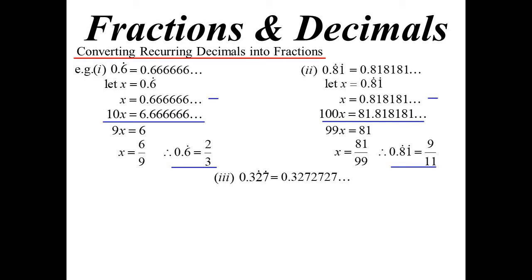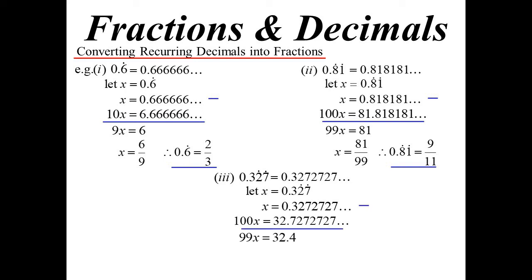What about if not all of the numbers are repeating? So 0.327 repeater is 0.3272727272727. Still the same idea. I want to subtract the problem. So if I let x equal 0.3272727272727, if I multiply by 100, I'll get 32.727272727. So the repeating part matches up. I can do a subtraction. 99x is 32.4. Well, it's unusual to see a decimal on the top of a fraction, but if I multiply top and bottom by 10, I can fix that. I get 324 over 990, 18 on 55.